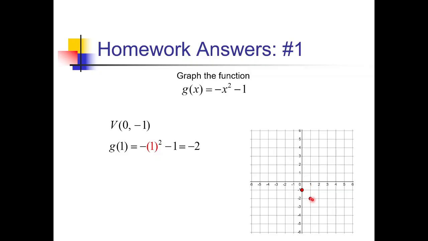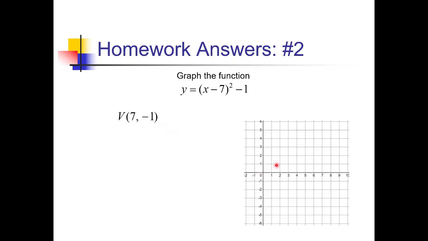And now I'm going to use the symmetry of the parabola. There's an axis of symmetry going through my vertex here. I'm just going to reflect this second point over that line of symmetry to get a third point. Now that I've got 3 points, I can just draw the parabola through those 3 points.